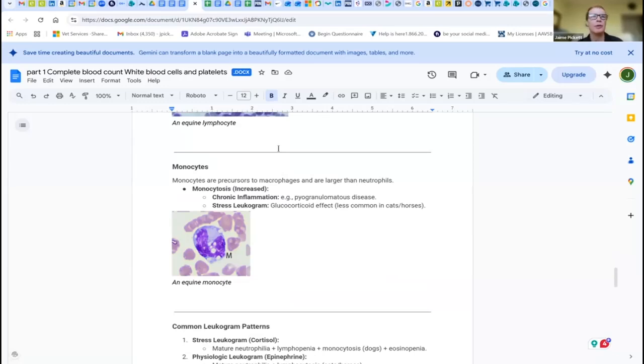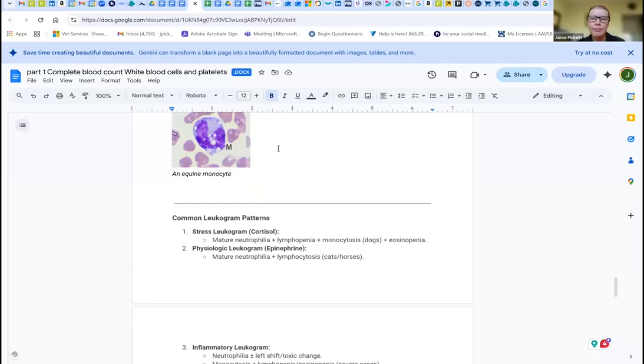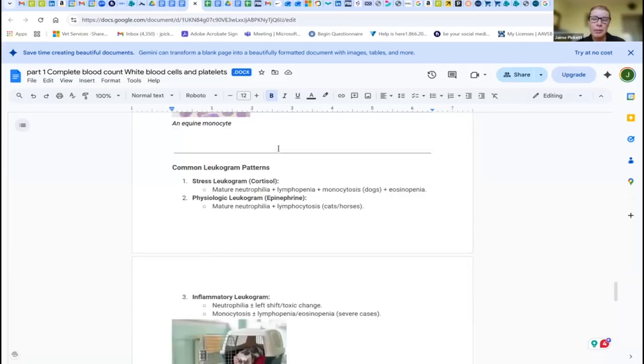So you remember our neutrophils, our first responders. The monocytes come in when it becomes more prolonged. So monocytosis can accompany inflammatory disease or be part of a classic glucocorticoid response, particularly in dogs. These are patterns you'll see over and over again. One of the most valuable aspects of the CBC is recognizing these patterns rather than focusing on individual cell types.